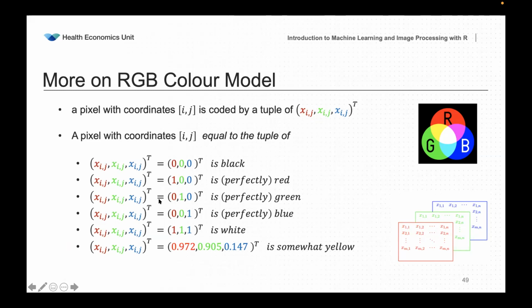Another one is, for example, your red is 0, your green is 1, and your blue is 0, and you take the transpose, then your pixel will become green. The next one is the same: if you have only blue available and the other two are not there, then it's a perfectly blue color. But what happens when you have all 3 available? Then the combination becomes white. And what if it's not perfectly binary, 0 or 1? Suppose you have 0.972 for red, 0.05 for green, and 0.147 for blue, then it becomes a yellow pixel.